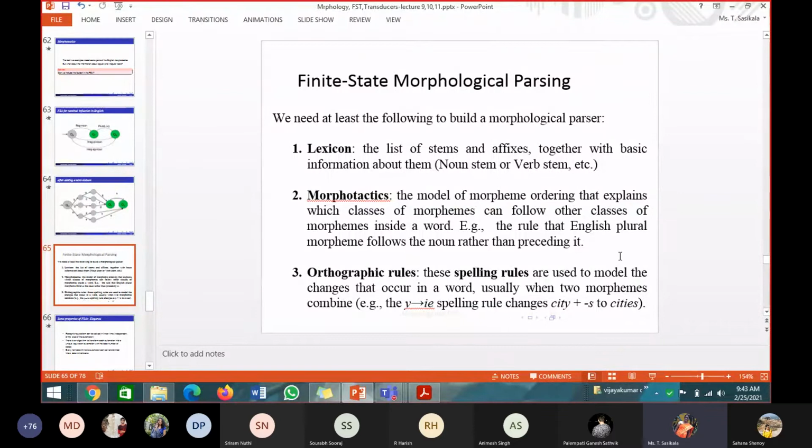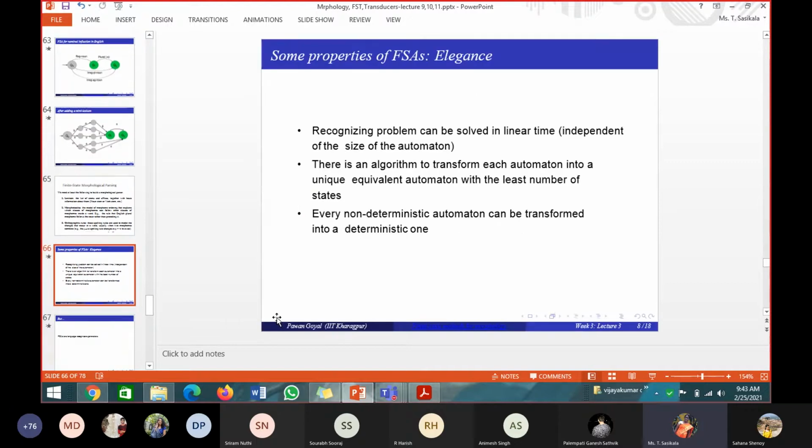So these spelling rules are used to model the changes that occur in the word. Usually when two morphemes combine, boy plus s gives boys as a proper plural. But fly plus s will not give a proper plural. So what type of orthographic rules do you have to frame? If my stem word ends with y and my affix is s as a plural, then y has to be changed to i. Like that you should have some rules accordingly. These are all the minimum requirements needed for constructing the finite state automata.